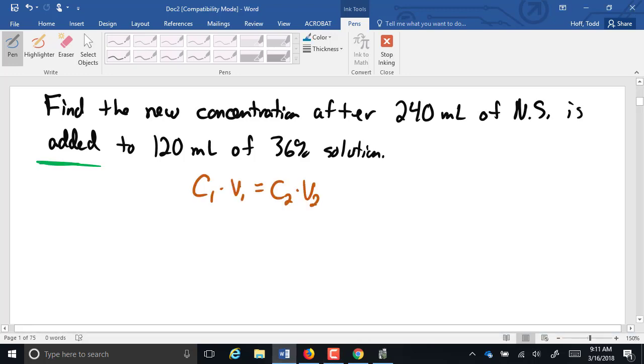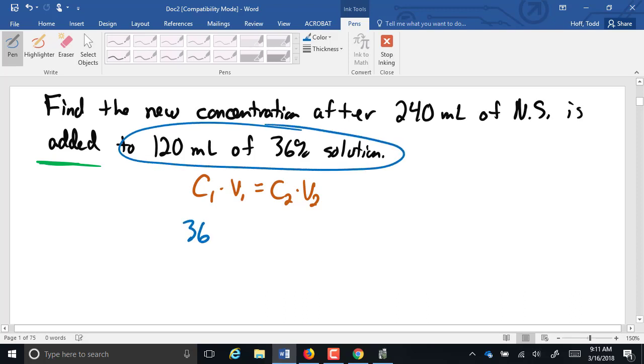Let's take a peek here. Like I said, I always start out with the solution that I know both numbers for. We have 120 milliliters of the 36% solution. So that concentration is the 36%. Volume's 120 milliliters.